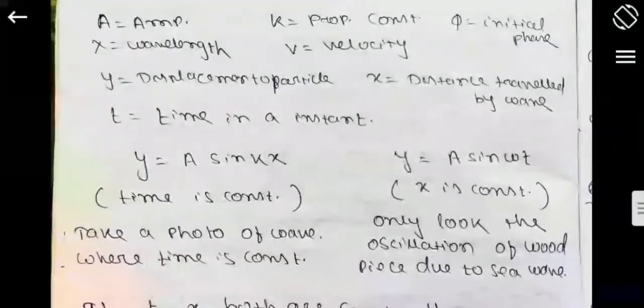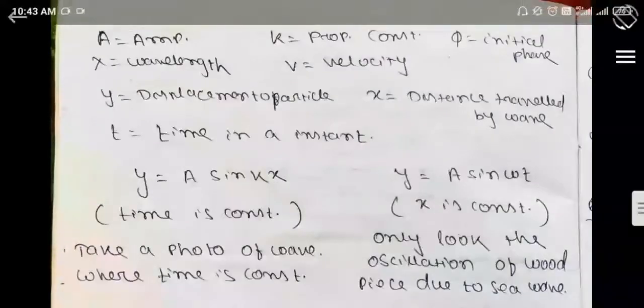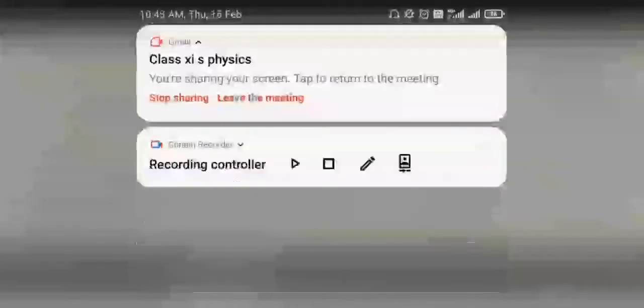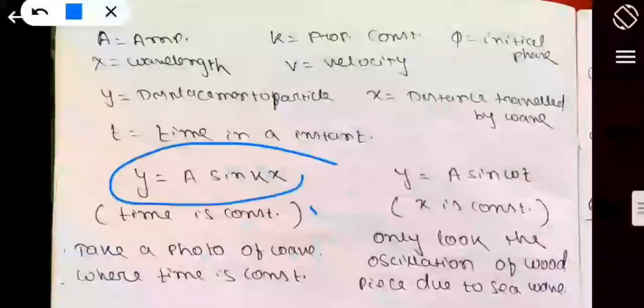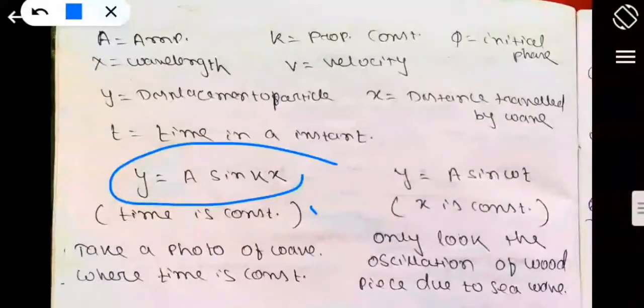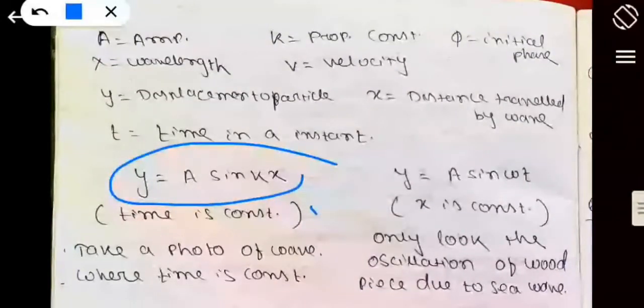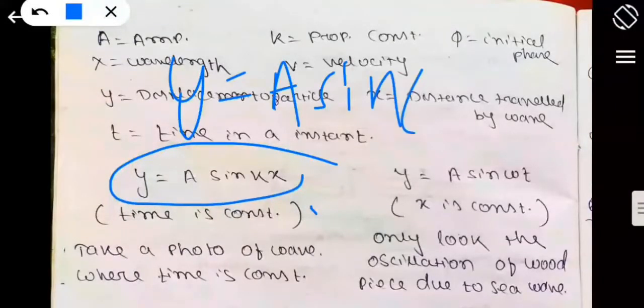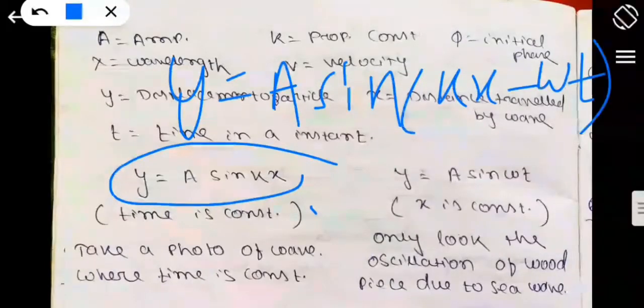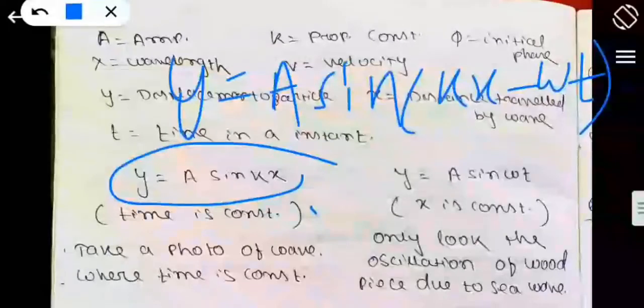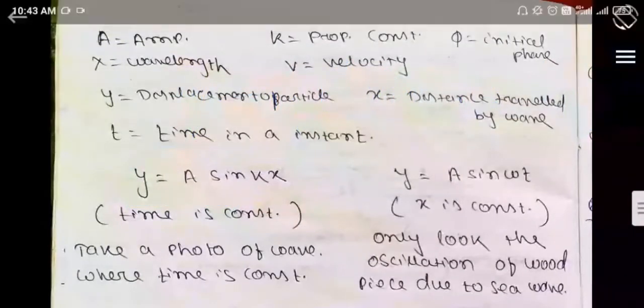So when the time period is constant, the formula is y equal to a sine kx. If both vary, we will get a combined equation, and that formula is y equal to a sine of kx minus omega t or plus omega t, according to where the wave is traveling. That we will discuss later in the next class. Okay, so let me stop.